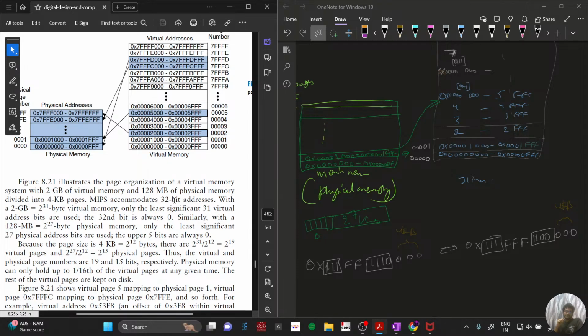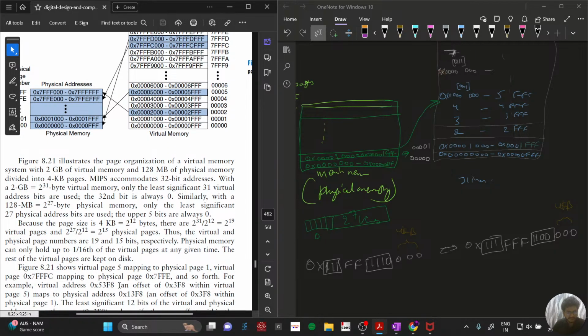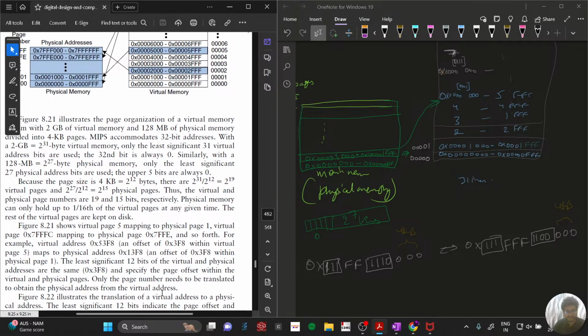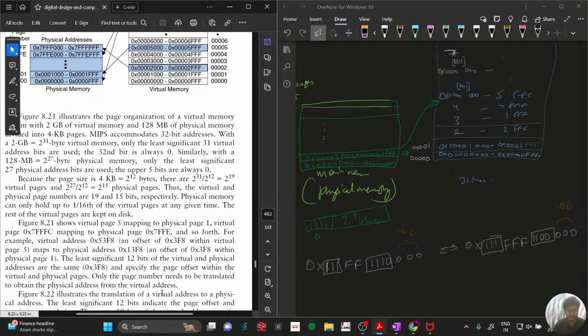No, though it's not correct. So for example, virtual address 53F8, an offset of 3F8 within virtual page 5 maps to physical address 13F8, an offset of 3F8 within physical page 1. These significant bits of the virtual address are the same and specify the page offset. Only the page number needs to be translated to obtain the physical address.